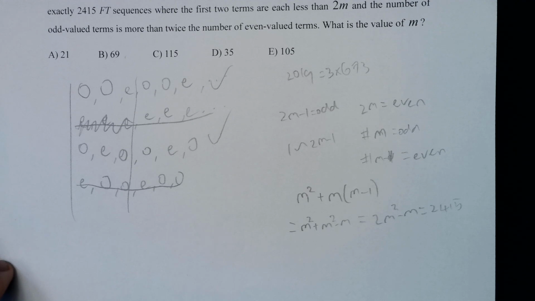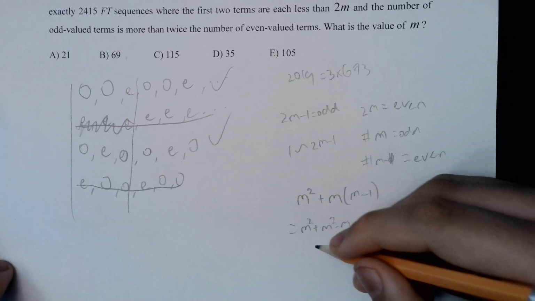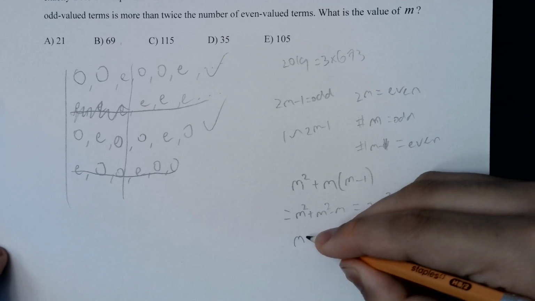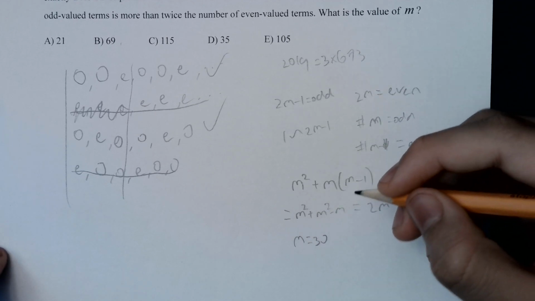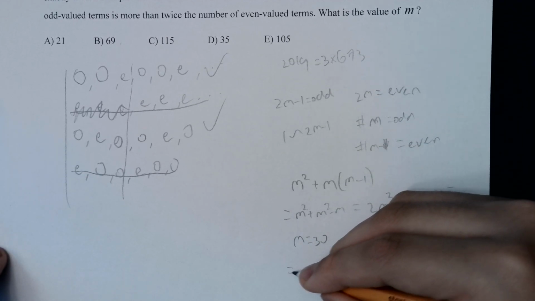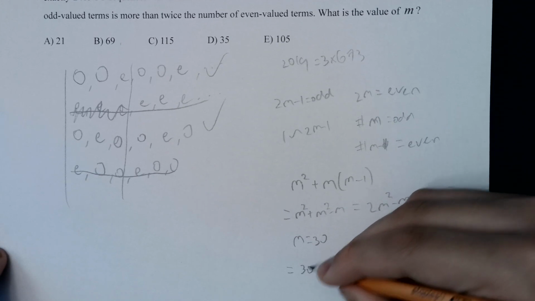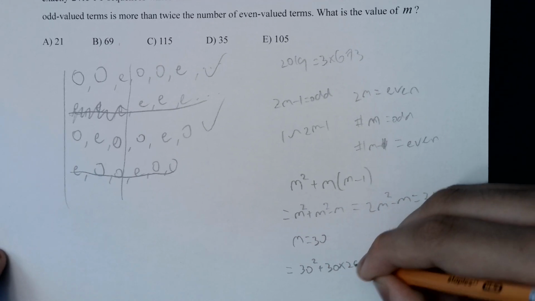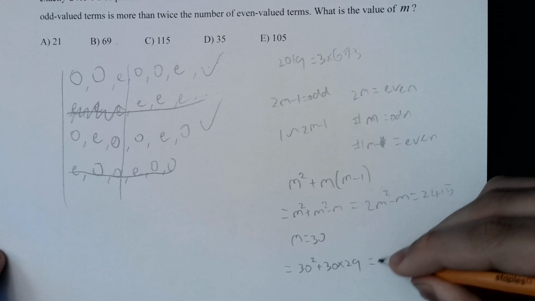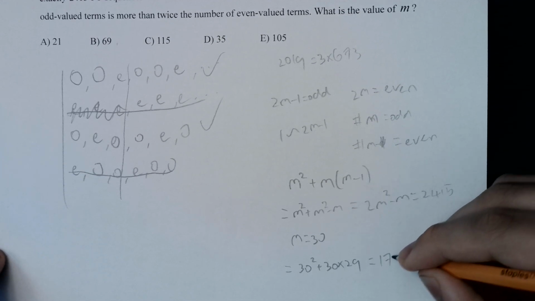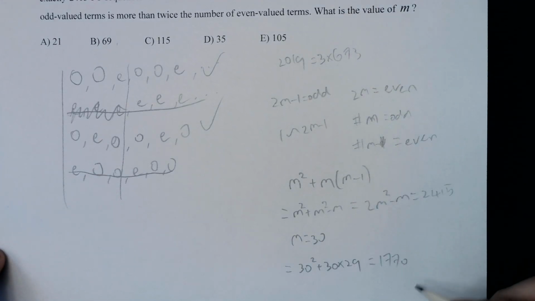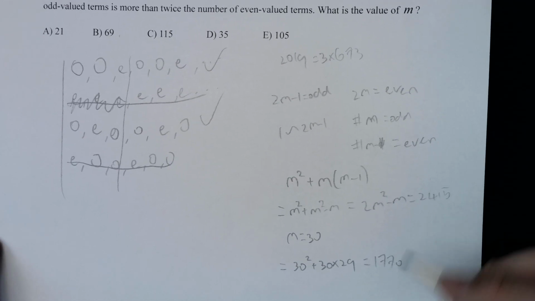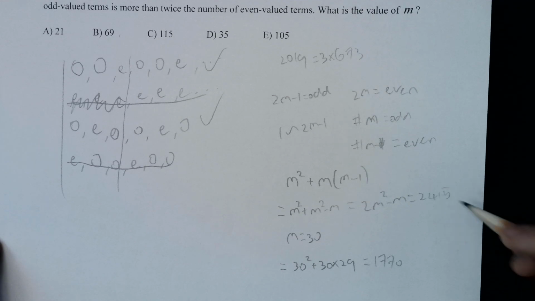Now we need to solve for this, and we'll be able to see that we just plug in numbers there. Let's say that m is going to be equal to 30. So this is going to be our base number. If m is equal to 30, we can solve for this, and this is going to turn into 30 squared plus 30 times 29, which is just going to be equal to 1,770. And this is obviously not the number that we need. So after this, we can just keep on adding and see when it becomes 2,415.